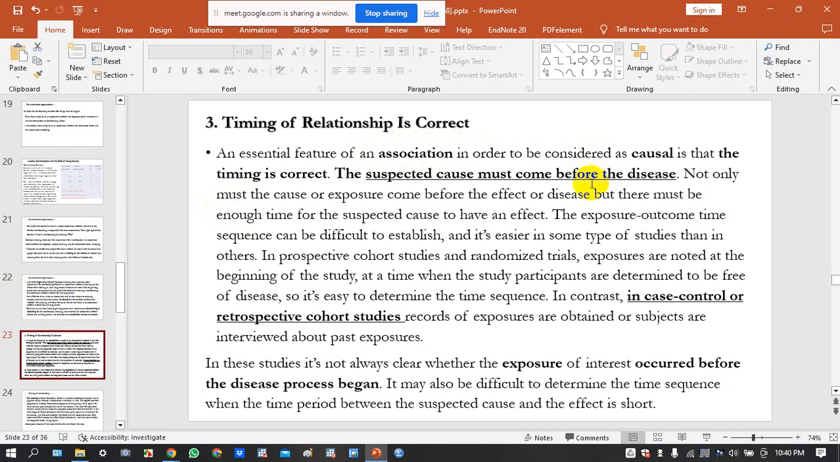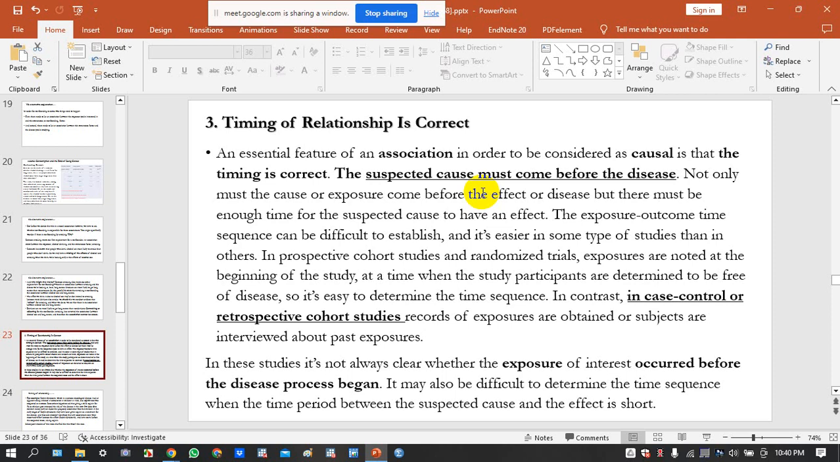Initially, I was telling you that the cause must come first. It's very important. If you're taking a lot of salt, you get hypertension. You don't get hypertension before you take in salt. You get a lot of salt before you get hypertension.